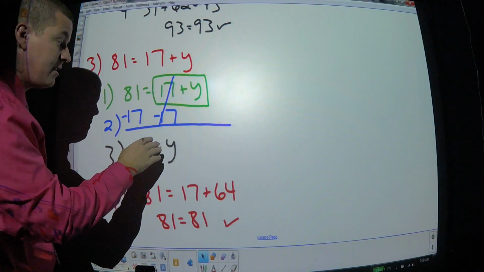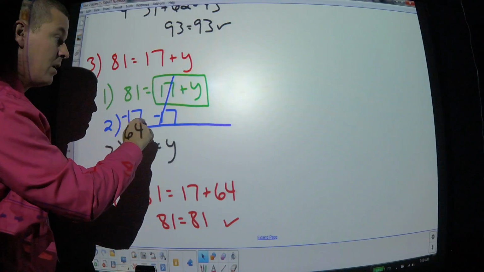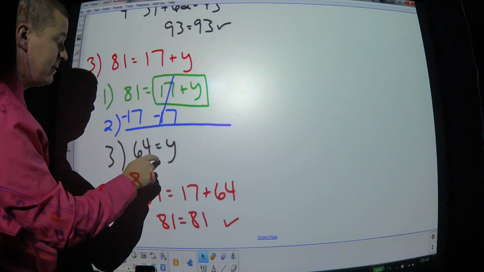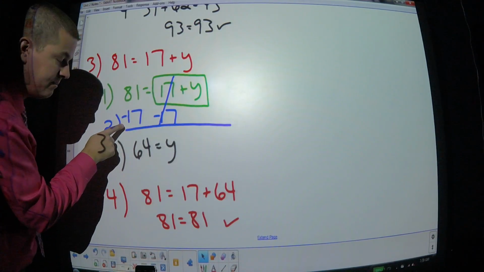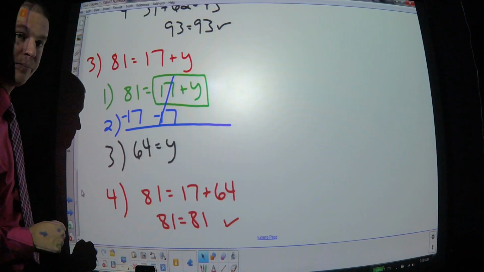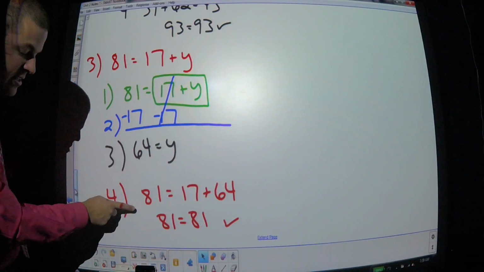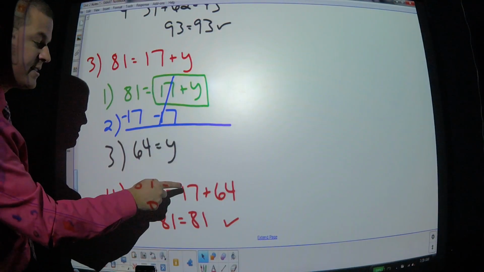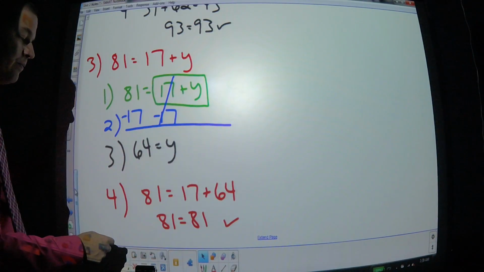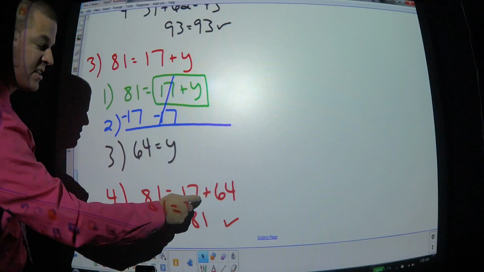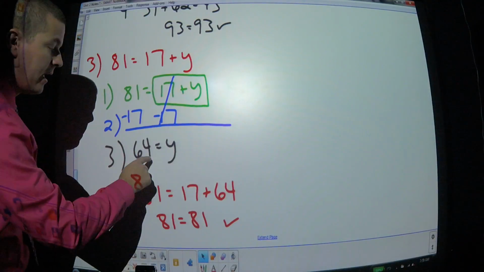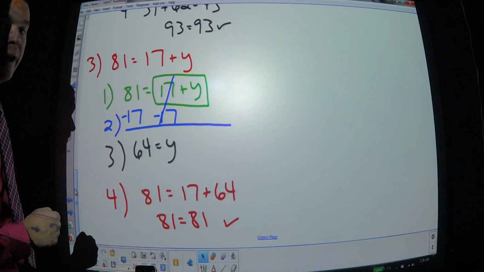So we're going to subtract 17 from both sides. 17 minus 17 is 0, so we're left with just y on the right side. 81 minus 17 is 64. So y is equal to 64 for step 3. Step 4, 81 is equal to 17 plus 64. We substituted 64 in for y. Actually do the operation. 64 plus 17 is 81. So 81 is equal to 81. So y equal to 64 is our answer.